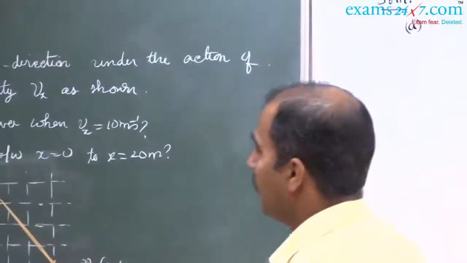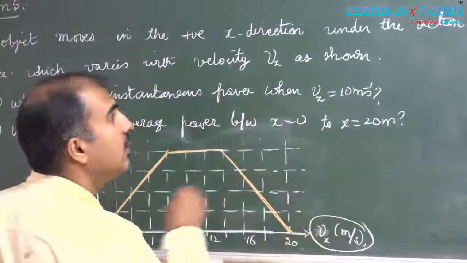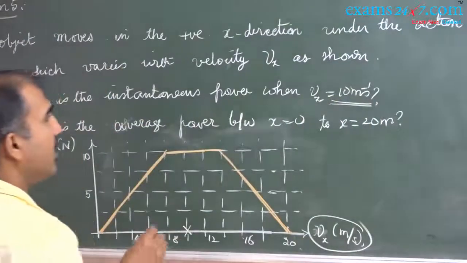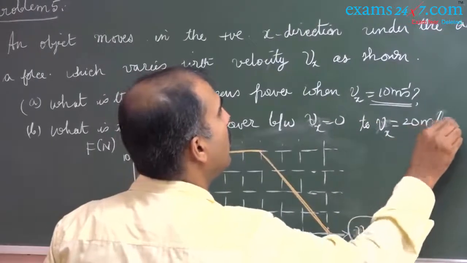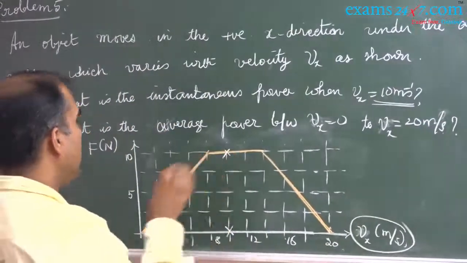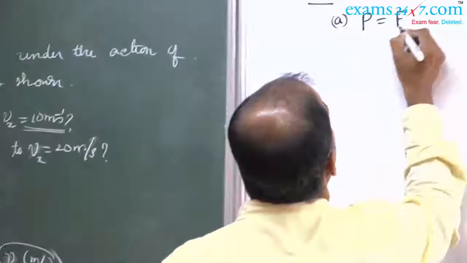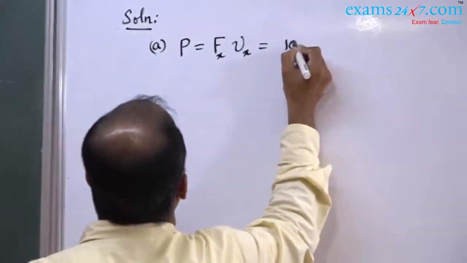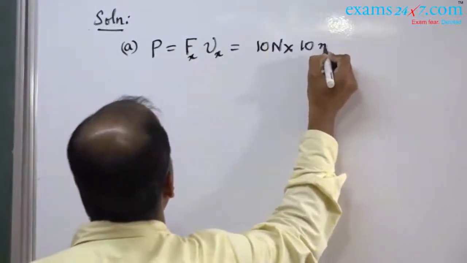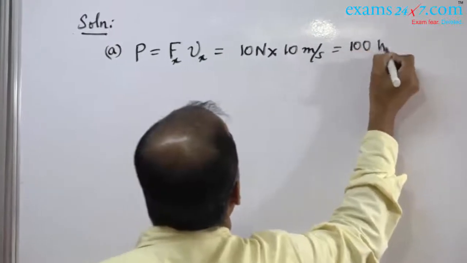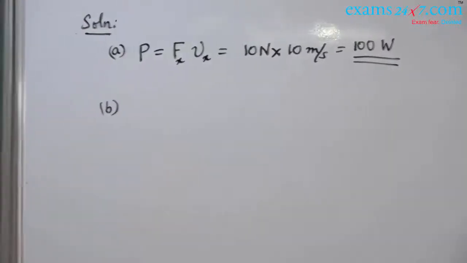Part A, very easy. When Vx equals 10 meter per second, the force is given to be 10 Newton. So we know the instantaneous power is force times velocity. Force is 10 Newton times velocity is 10 meter per second. So you get 100 watt. Very, very easy.